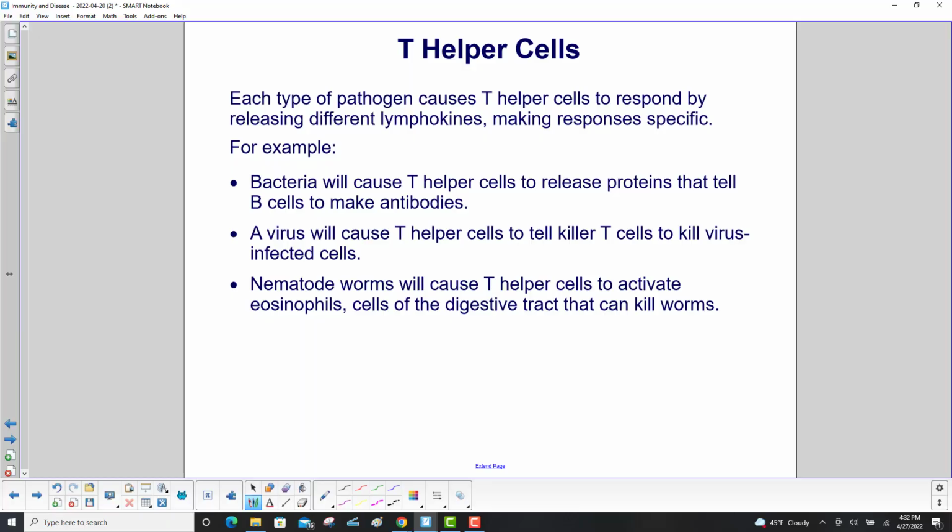Each type of pathogen causes T helper cells to respond by releasing different lymphokines, making responses very specific. For example, bacteria will cause T helper cells to release proteins that tell B cells to make antibodies. A virus will cause T helper cells to tell killer T cells to kill virus-infected cells. Nematode worms will cause T helper cells to activate eosinophils, which are cells that can kill the worms.